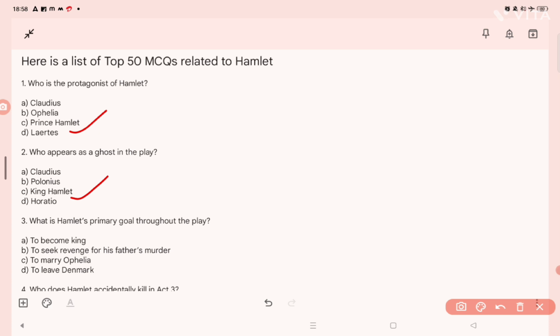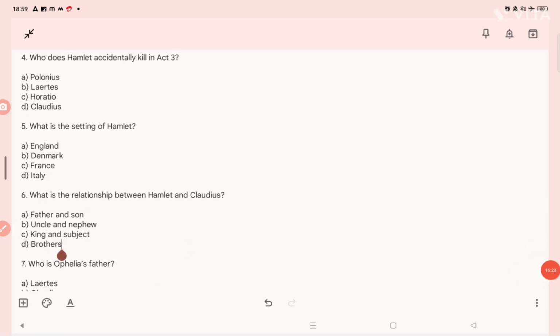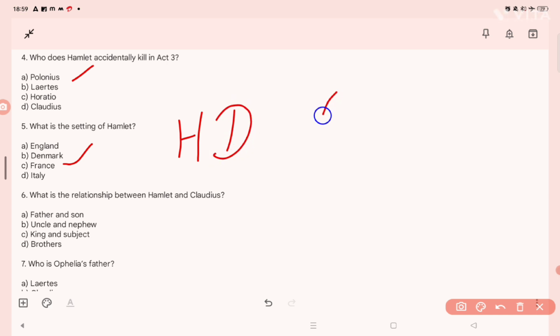What is Hamlet's primary goal throughout the play? To seek revenge for his father's murder. Who does Hamlet accidentally kill in Act 3? Polonius. Option A. What is the setting of Hamlet? Denmark. Othello. Venice.